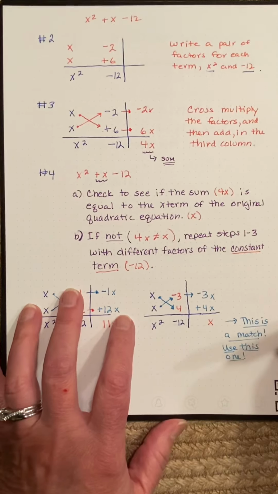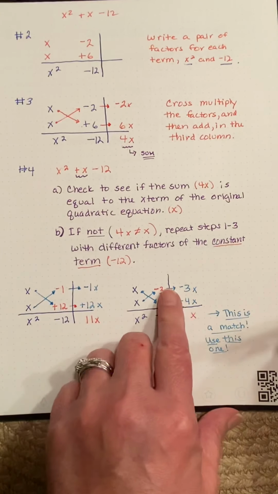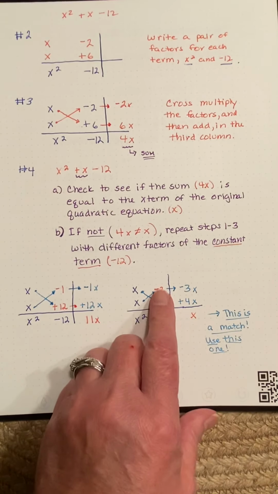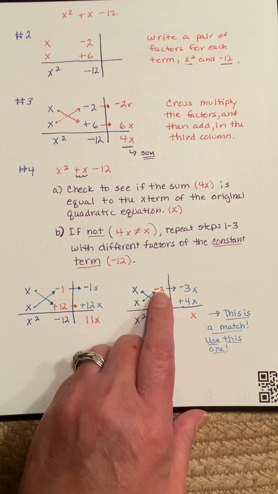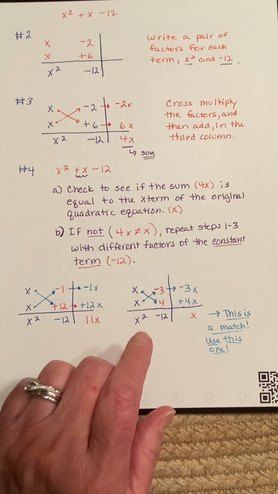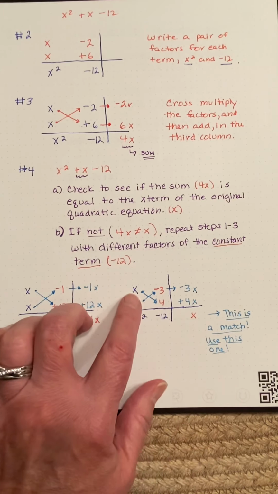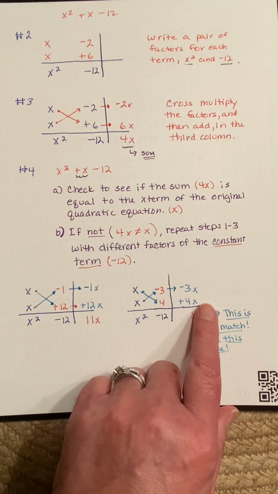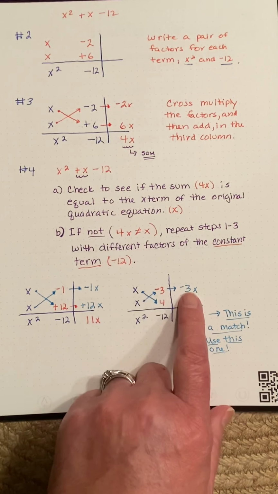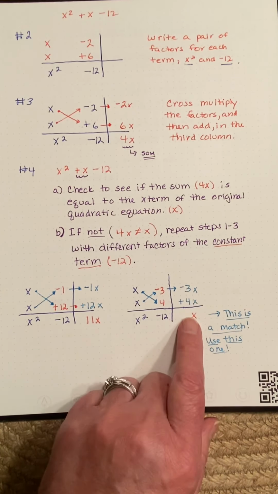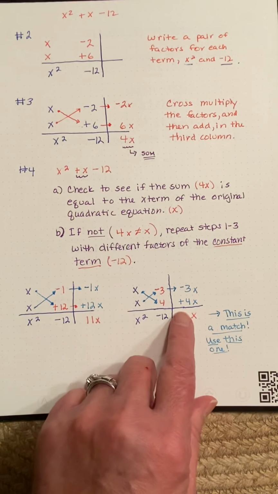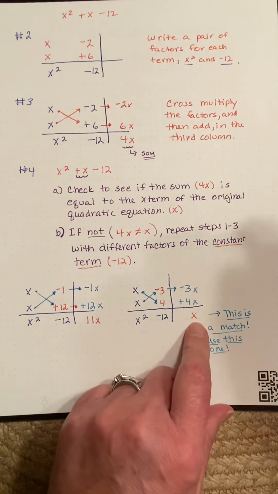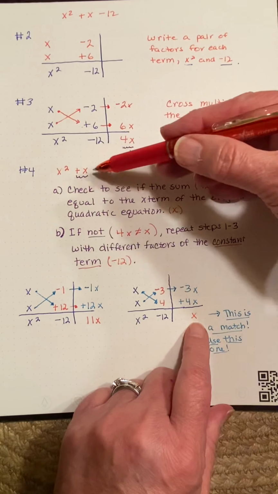The only other set of factors is negative 3 and 4. Now I could go negative 4 and 3, but that's not going to work ultimately. But negative 3 and 4 is going to work. And so I go x times 4 is 4x, x times negative 3 is negative 3x. I add them together, I have a positive x. If it were reversed, I'd have a negative x. And of course, negative x would not be the same as positive x.